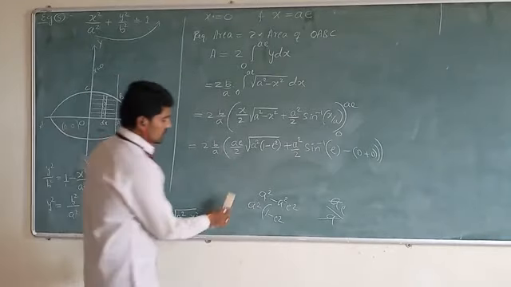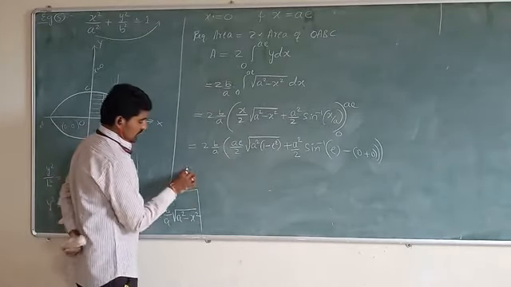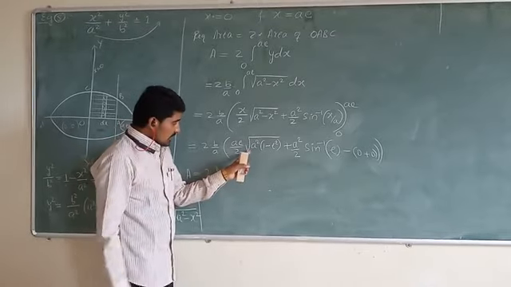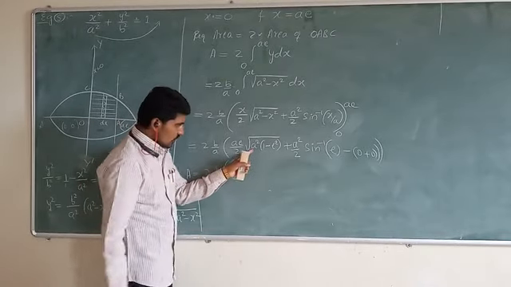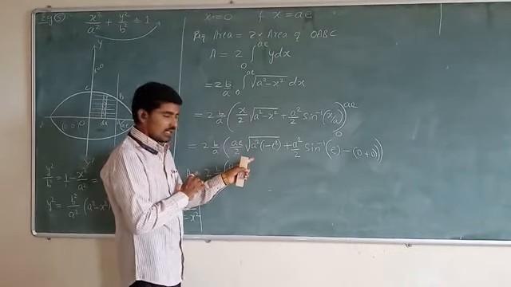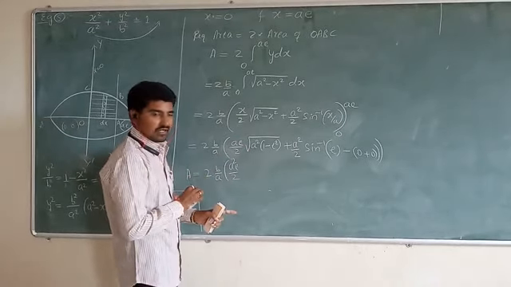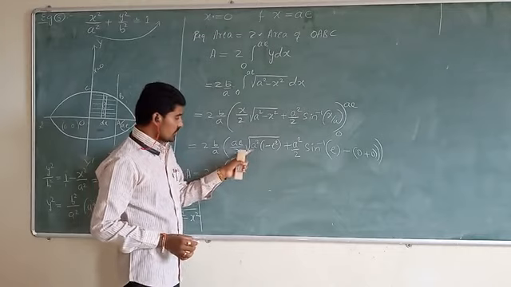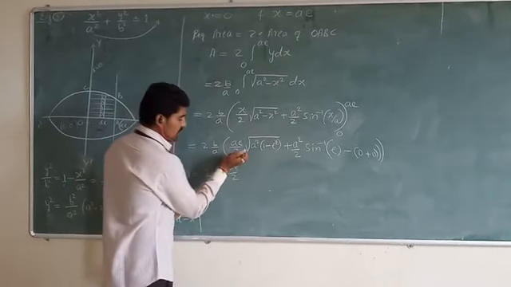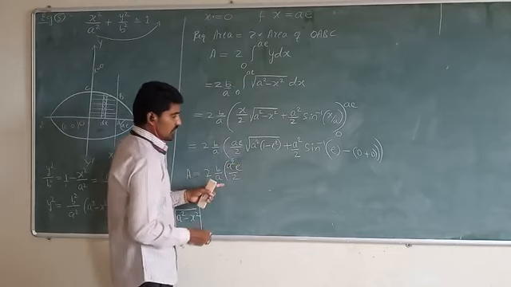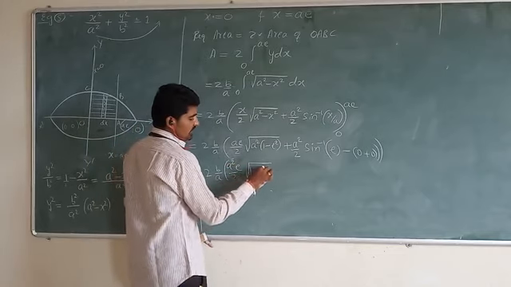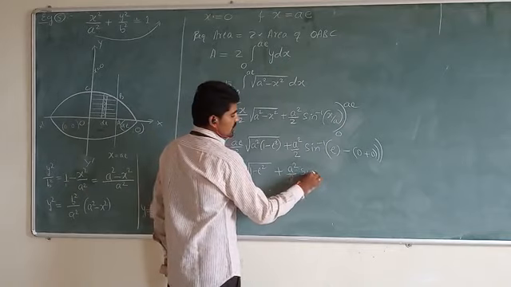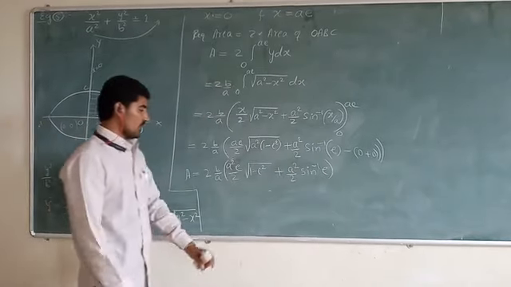Now apply the values. Now see here, the required area is equal to 2 times b by a into ae by 2 square root of a square, a square e divided by 2 into square root of 1 minus e square plus a square by 2 into sin inverse of e. I hope all of you understand.